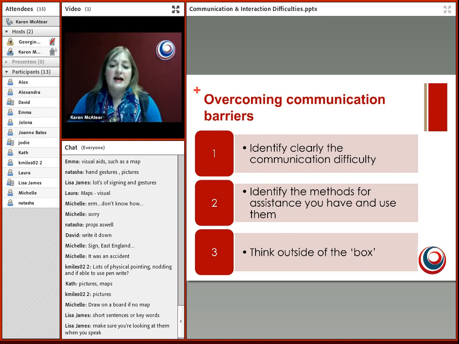And then identify methods for assistance that you have in your school or your college, wherever you are. So it could be, for instance, that this child is deaf, but there could be a deaf loop in the school, or it could be that it was put in and then no one's ever used it and forgot about it, but that system still exists. So that could be useful.